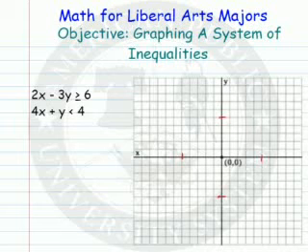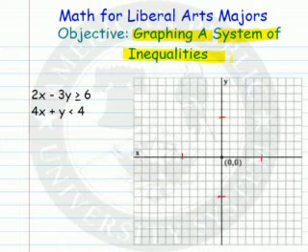In this video, we're going to do some more graphing with inequalities, but this time it will be graphing of a system of inequalities, more than one. We'll do the same thing we did before. We're going to graph the equality in each of these problems. So 2x minus 3y equals 6.